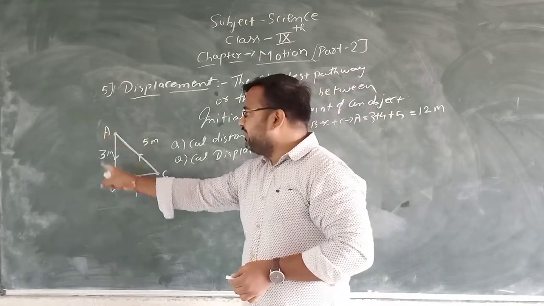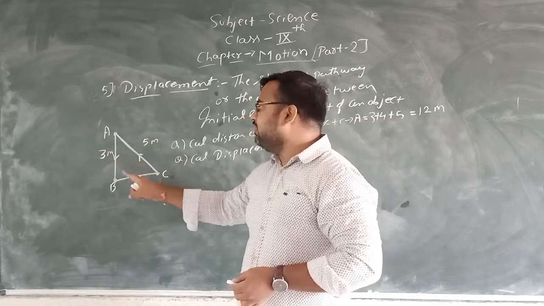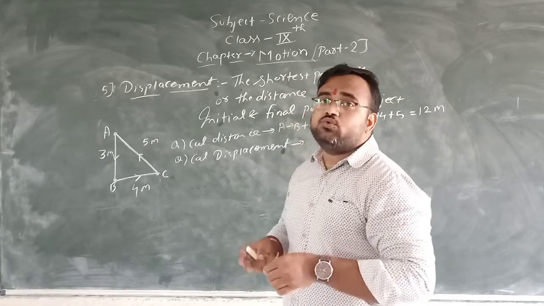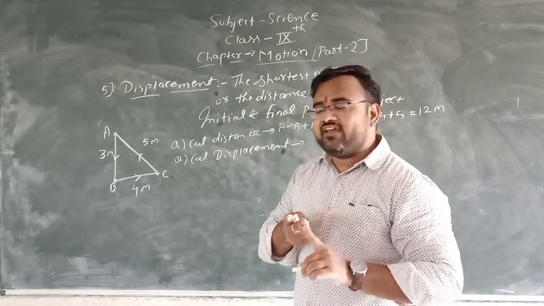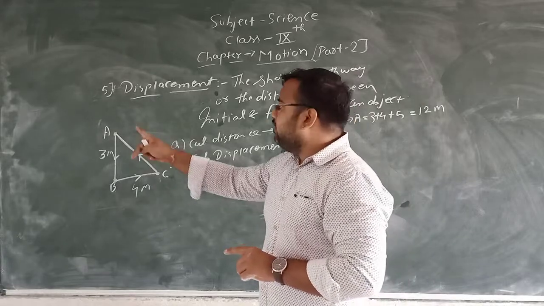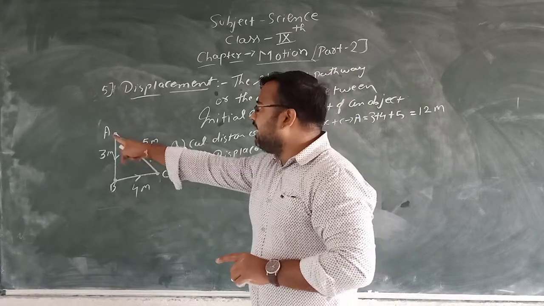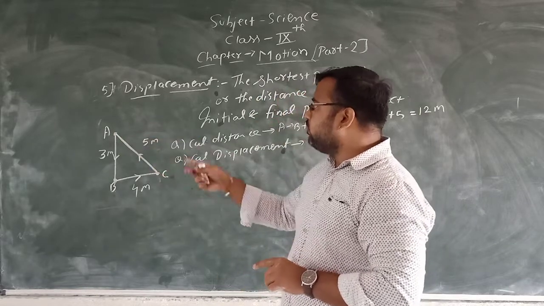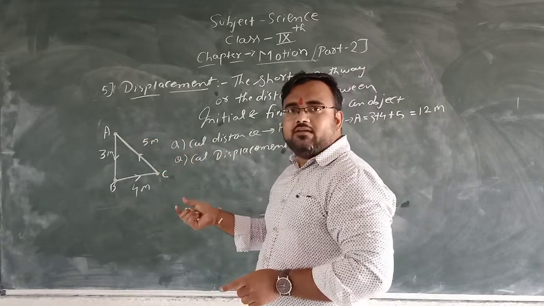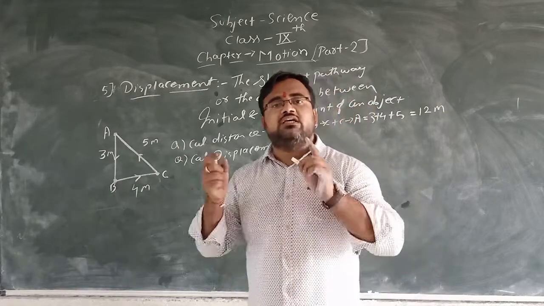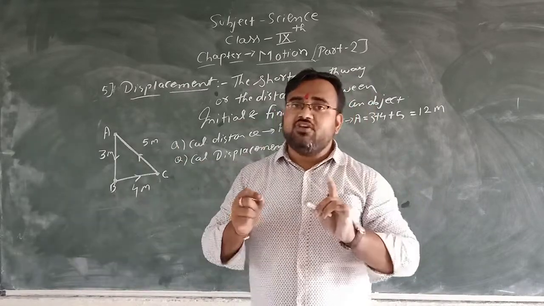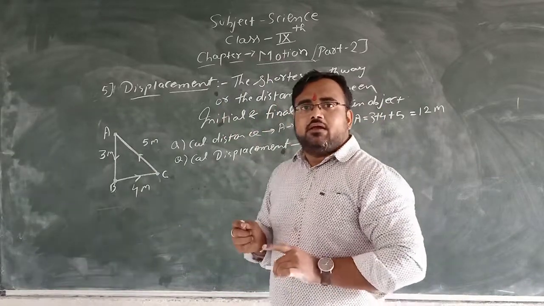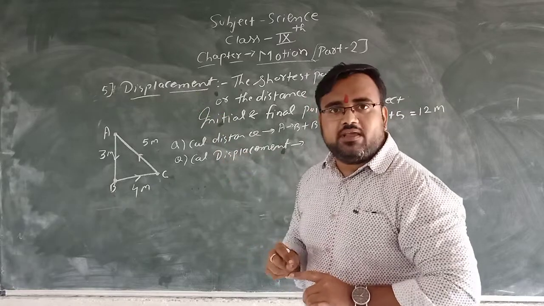Either I can go from A to B and B to C, that is 3 meters and 4 meters I have to travel. But I can choose a second way, that is the shortcut or the shorter way. I have to reach C, so I will travel directly to C by this way. So this is displacement. We have to choose the shortest pathway, and the shortest pathway is known as the displacement.